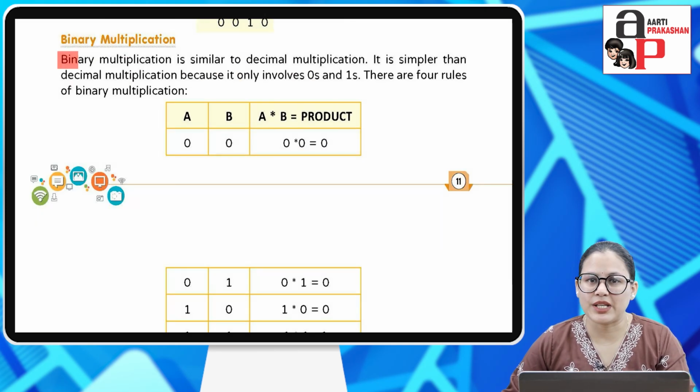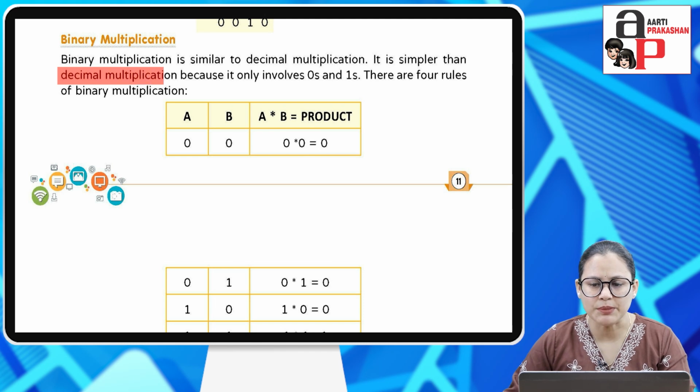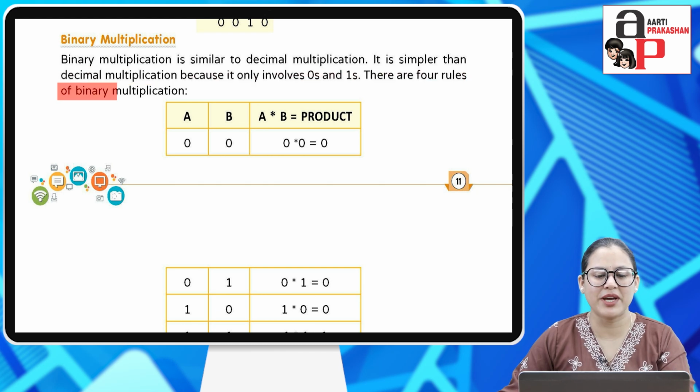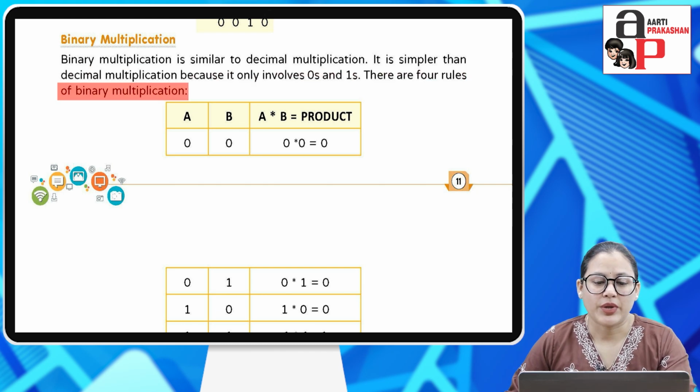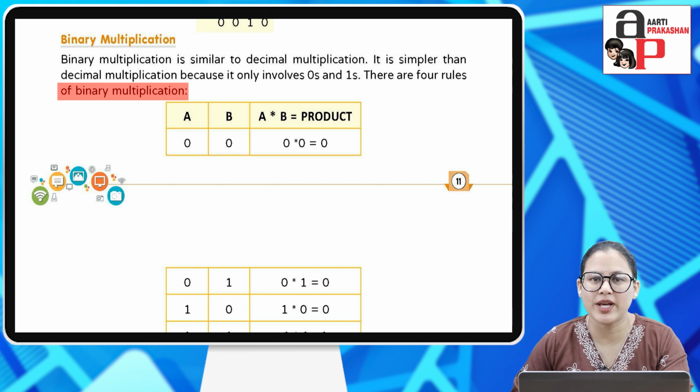Next, binary multiplication. Binary multiplication is similar to decimal multiplication. It is simpler than decimal multiplication because it only involves zeros and ones. So there are 4 rules of binary multiplication. Okay, if the value of A and B is 0, so A into B is 0, means 0 into 0 is 0. Value of A is 0, value of B is 1. So 0 into 1 is 0. Value of A is 1, value of B is 0. 1 into 0 is 0. Value of A is 1, value of B is 1. So 1 into 1 is 1.